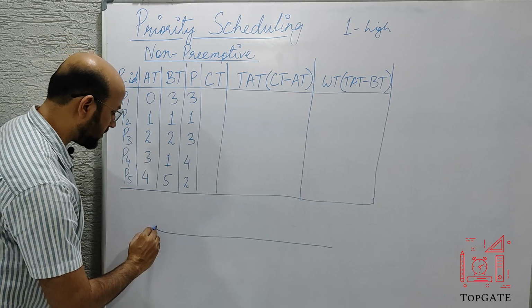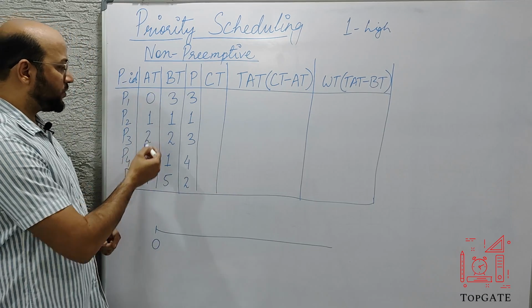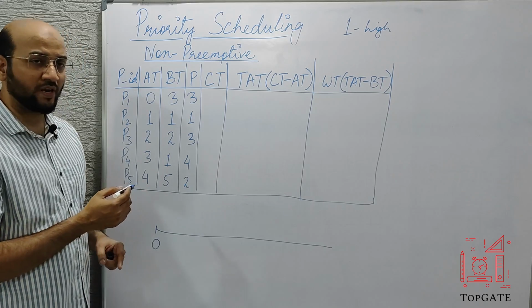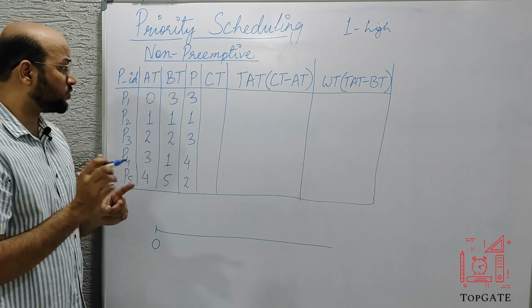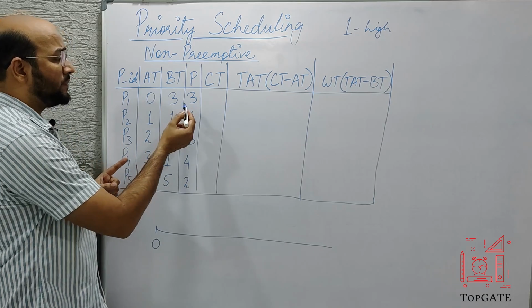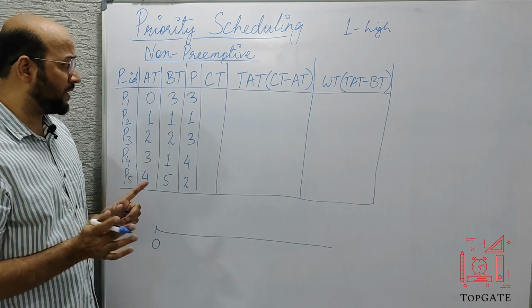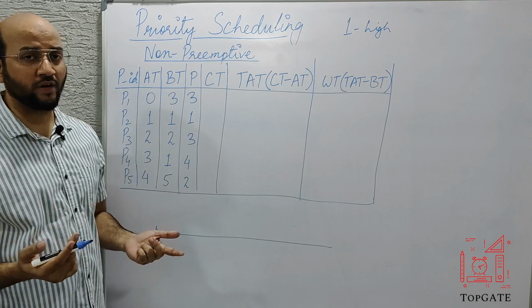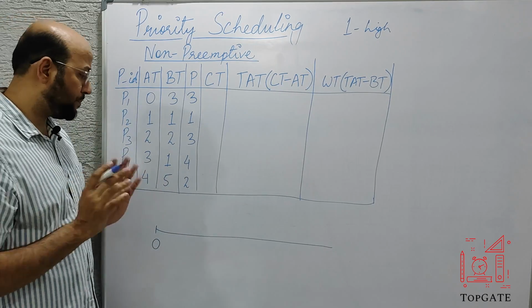Clear? So currently we are at time 0. I'll see whether at time 0 any process comes into the RAM. Yes, there is P1 which is coming into the RAM at time 0. So there is only P1, and P1 has priority 3, which is not the highest. But since we don't have any competition right now, there is no other process in the RAM, so we will schedule P1 right now.